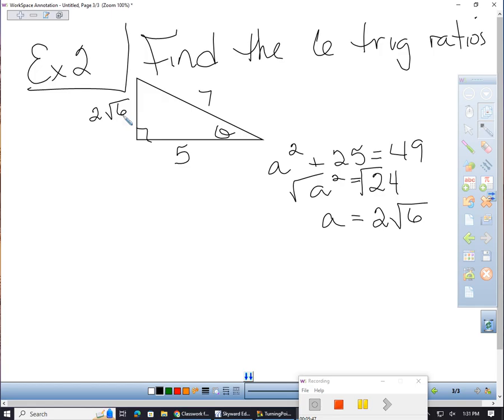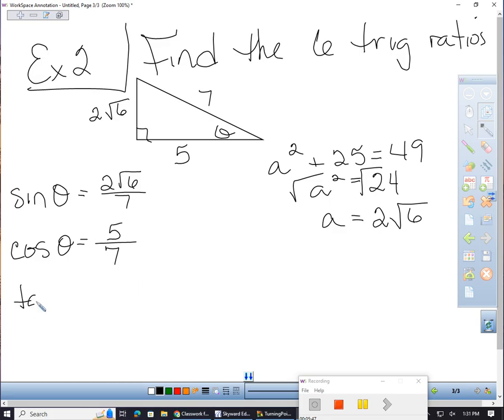All right, so now we're going to start with our sine. Sine theta is opposite over hypotenuse. Can we simplify that at all? Nope. Looks good, right? Cosine of theta is adjacent over hypotenuse. Tangent of theta is opposite over adjacent.